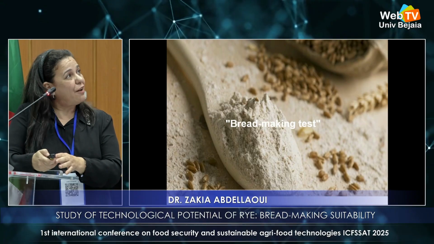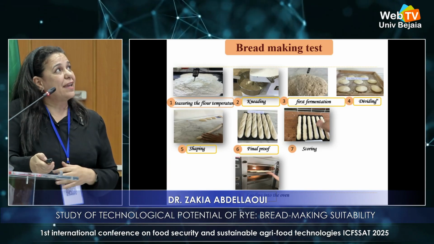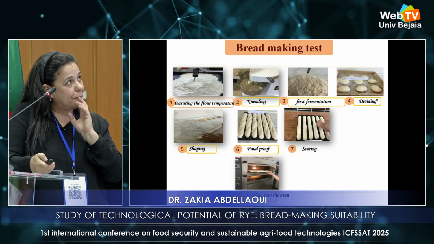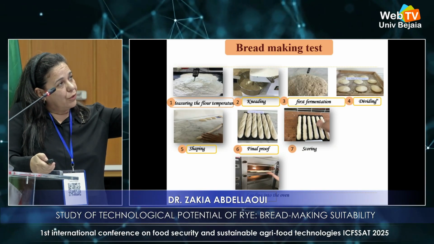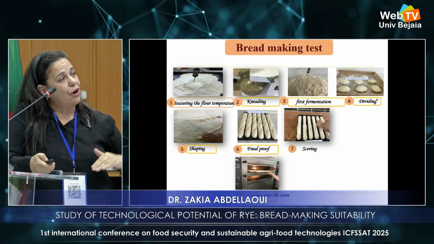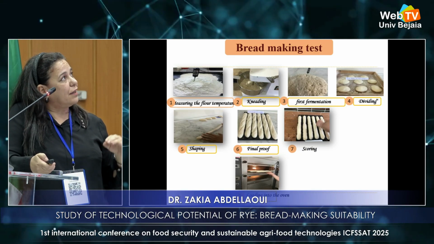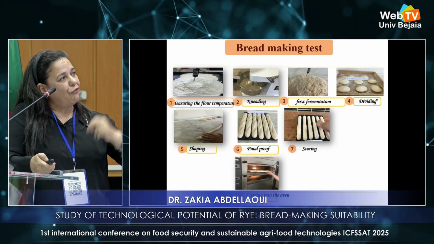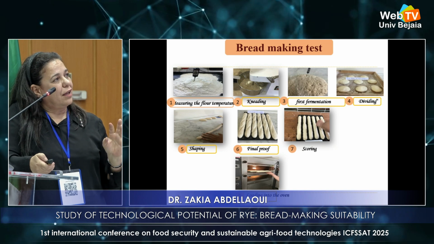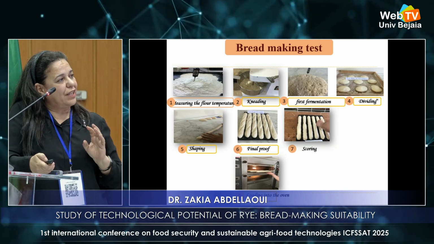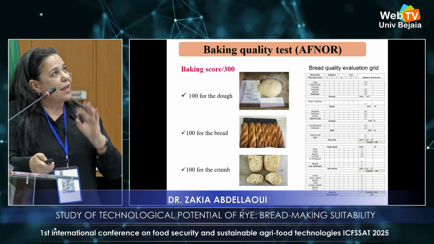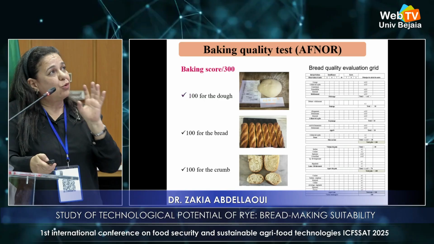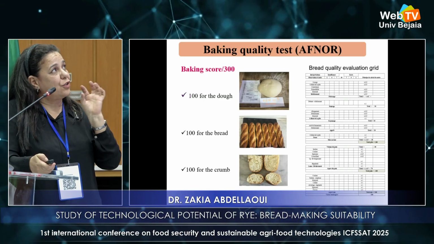Now, we have done a bread making test. It's an Afnor test method. We use different steps of bread making: kneading, fermentation, dividing, proofing, two kinds of fermentation, and before loading into the oven. Okay, the test is scored out of 300.